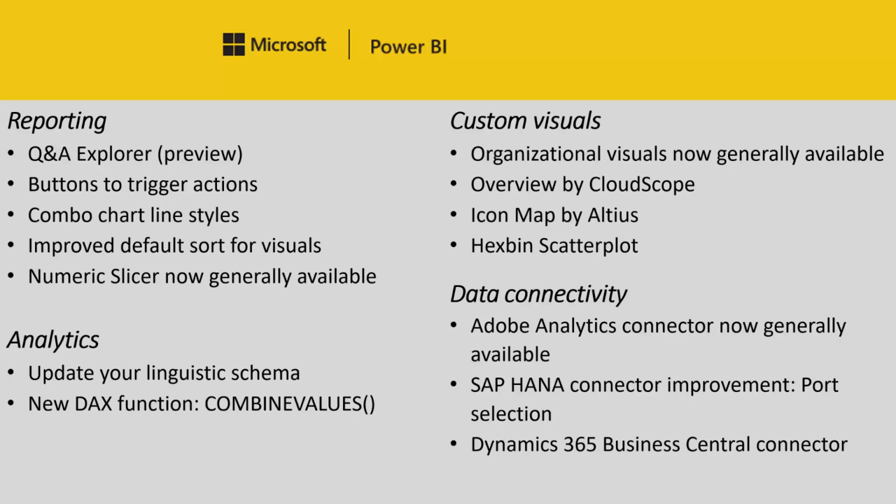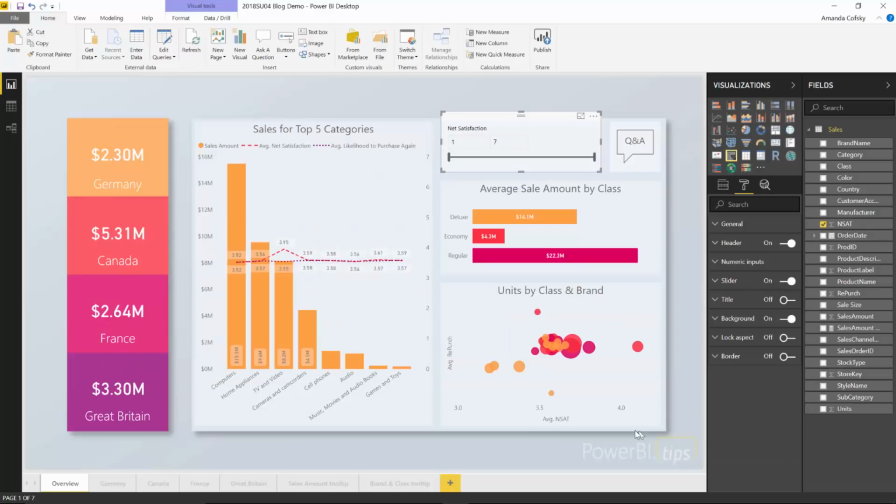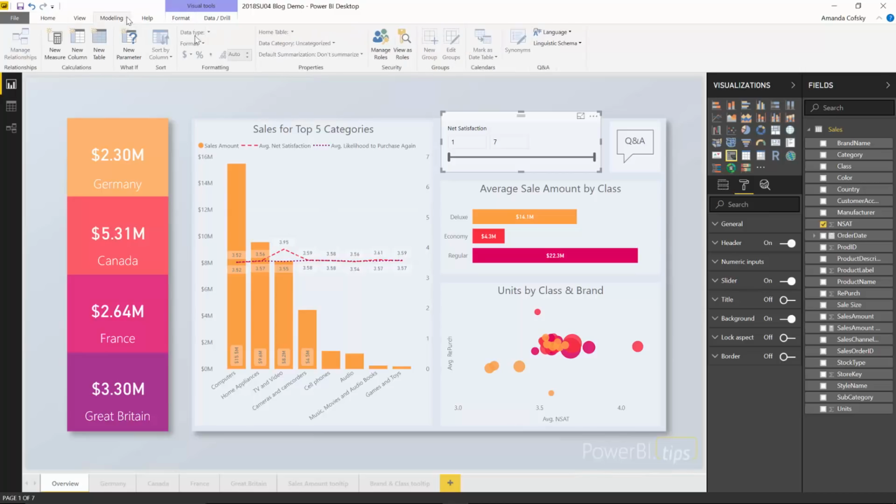And the way to get this really good experience with Q&A is to be able to, if you want to, edit your linguistic schema. And so what we've done is we've added to the modeling tab the ability to export out your linguistic schema and make edits to it. It will be a file that you can edit in any text editor, and then you can go back, and once you've made these changes, you can import it back into the desktop, and all of those changes you made will start being reflected in your Q&A experience.